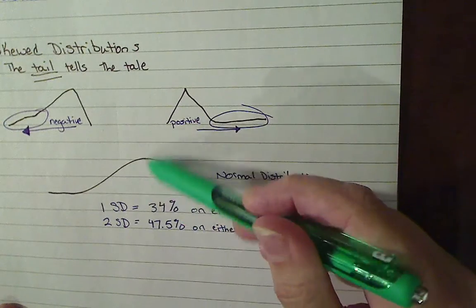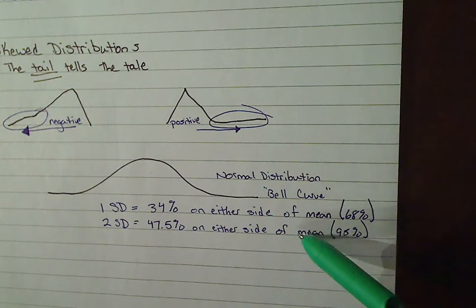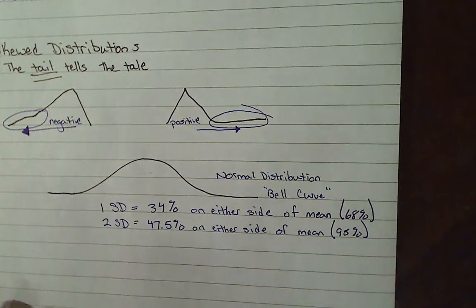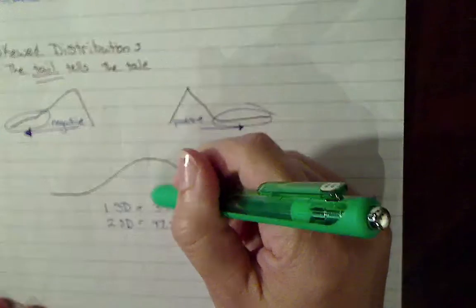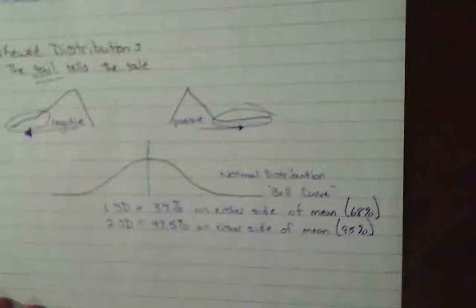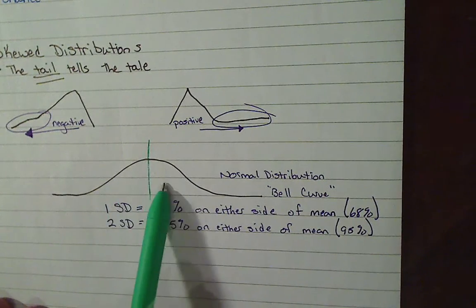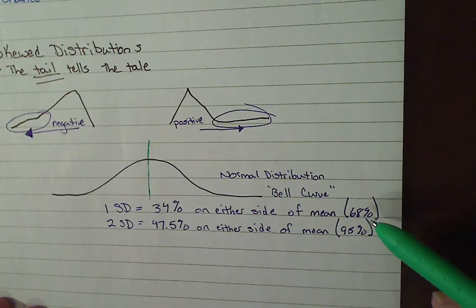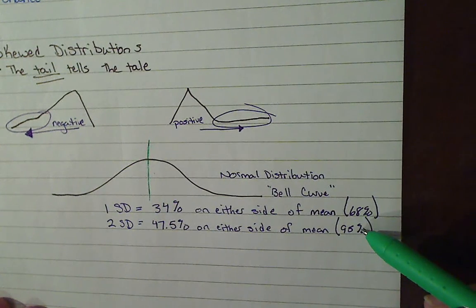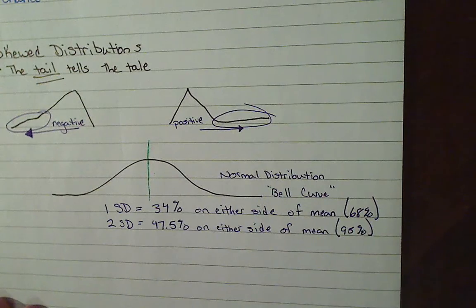So if you have your mean, that would be there in the middle. You need to pay attention to standard deviation. One standard deviation from your average is 34% on either side of the mean, which would be a total of 68%. Usually they should only ask you these numbers, but if not, you need to know that this is the total number for one standard deviation.